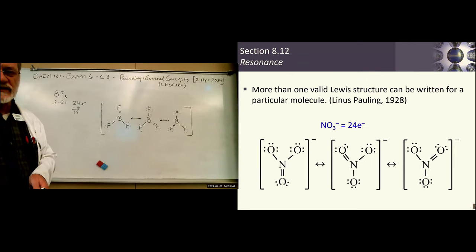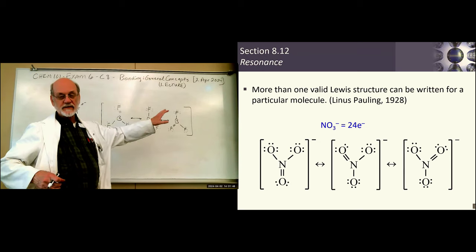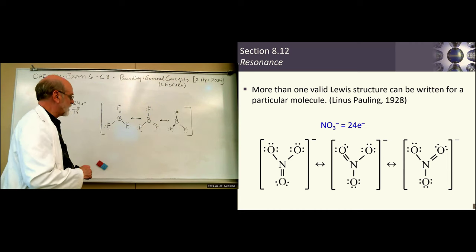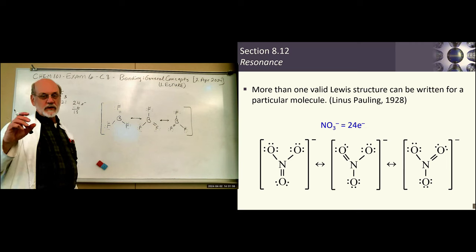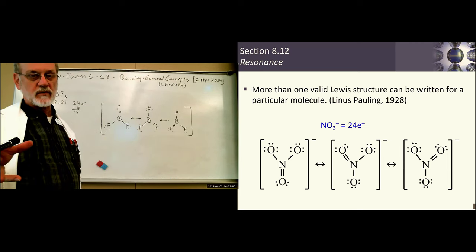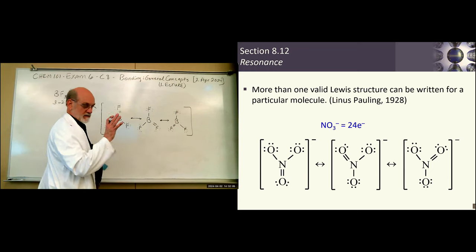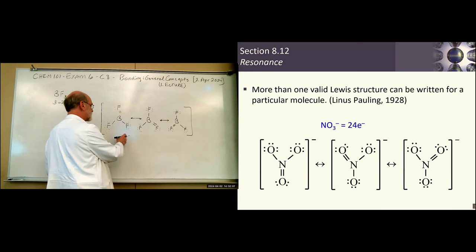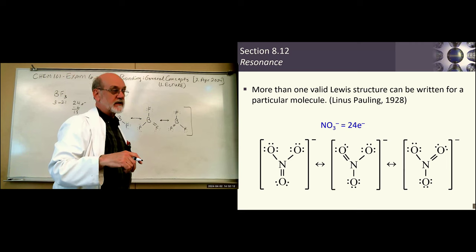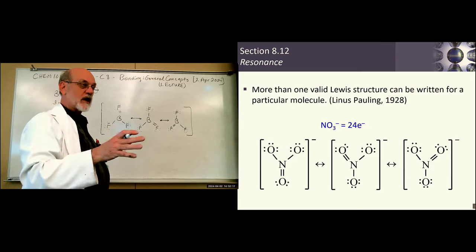And here's the idea of resonance. In this case, rather than boron trifluoride, this one is the nitrate ion, right? The polyatomic ion nitrate. We use resonance because we end up with the same situation: where does the double bond go? The difference between that resonance and this resonance is, this is a neutral compound, whereas the nitrate is charged.